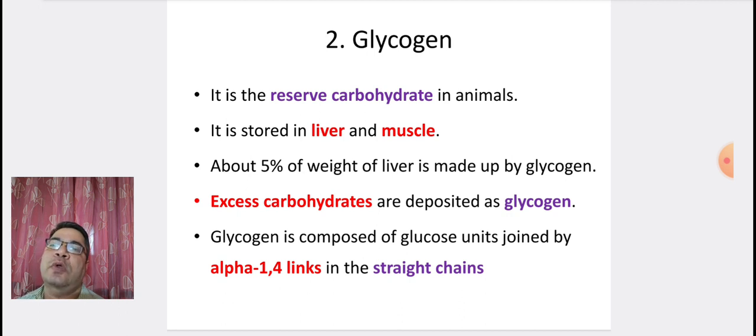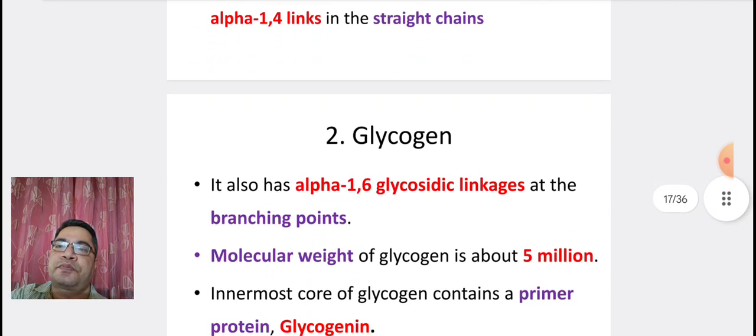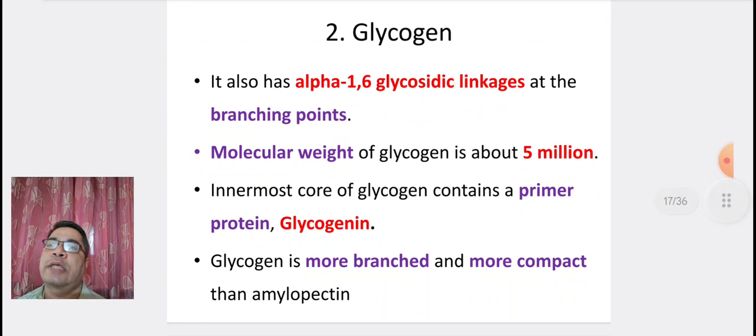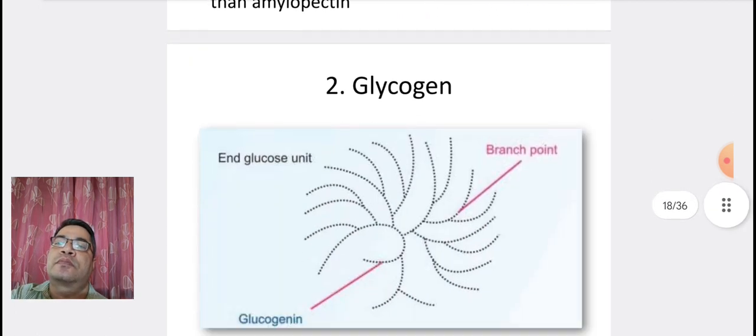Glycogen is composed of glucose units joined by alpha-1,4 links in the straight chain. It also has alpha-1,6 glycosidic linkages at the branching points. The molecular weight of glycogen is about 5 million. The innermost core of glycogen contains a primer protein called glycogenin. Glycogen is more branched and more compact than amylopectin.